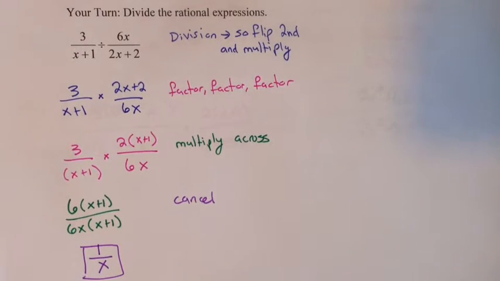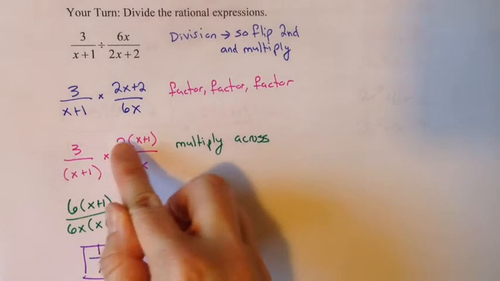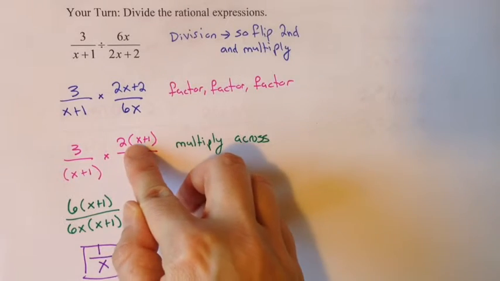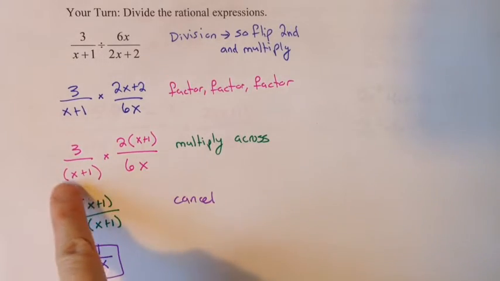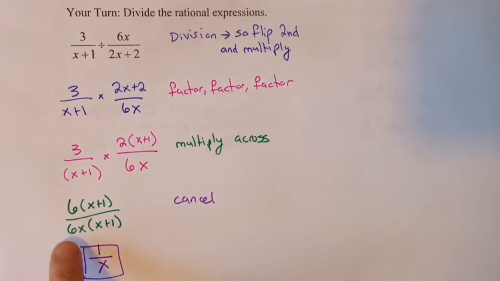Now I go ahead and multiply everything straight across. 3 times 2 is 6, and I've still got the x plus 1, and then x plus 1 times 6x is the same as 6x times x plus 1. Finally, I see if I can cancel anything. I've got x plus 1's on top and bottom. I've also got 6's on top and bottom, which leaves me with an x on the bottom. Don't forget to put that placeholder 1 on top so that you still have a top and bottom to your fraction.